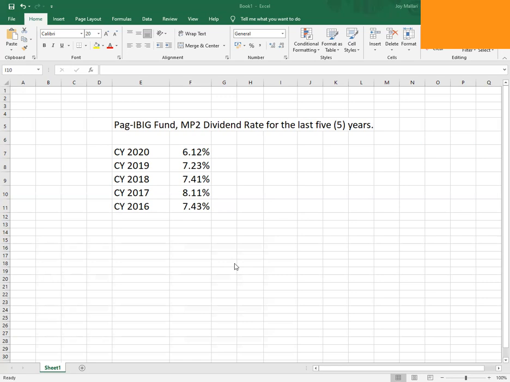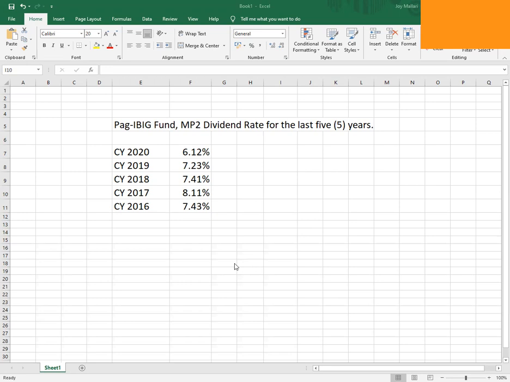Pag-IBIG Fund is actually recommended for investors who are risk averse, who are not really for high risk but high return investment. Pag-IBIG Fund has moderately higher return and it is less risky as compared to other investment instruments like the stock market. Aside from being less risky, it is tax exempt, so it is not subject to final withholding tax. I will be discussing today the frequently asked questions about MP2.